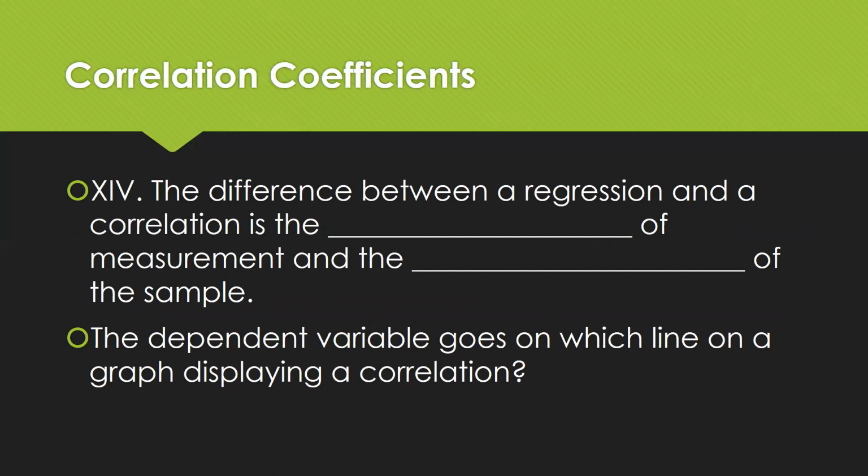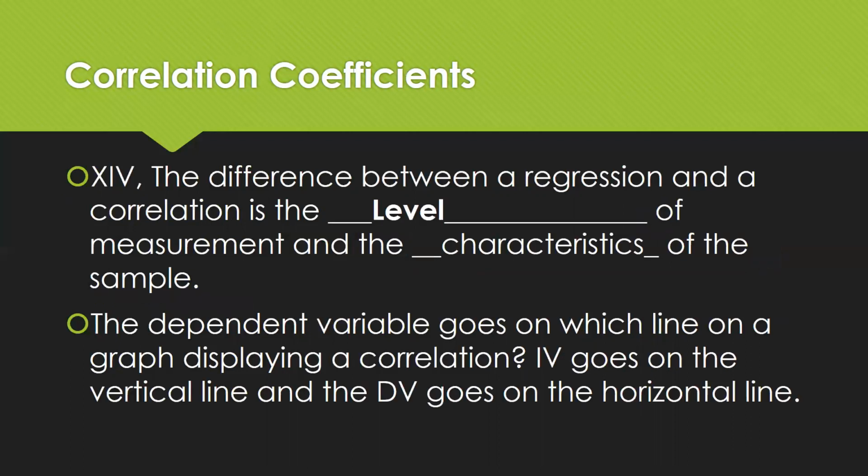Let's look now at correlational coefficients. The difference between a regression and a correlation is the blank of measurement and the blank of the sample. The dependent variable goes on which line in a graph displaying a correlation. These are questions from your handout. The difference between a regression and a correlation is the level of measurement and the characteristics of the sample.